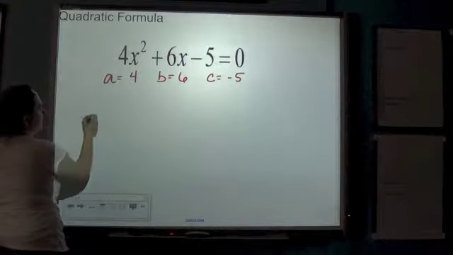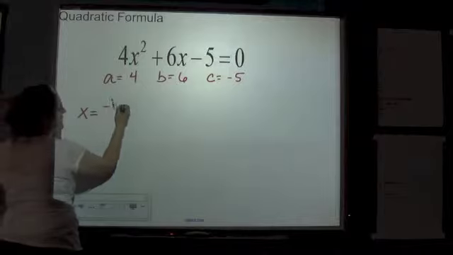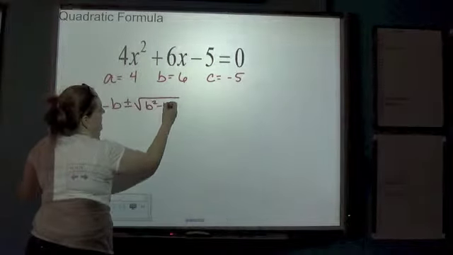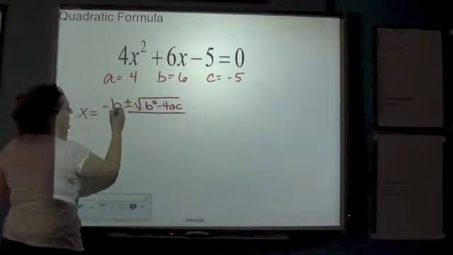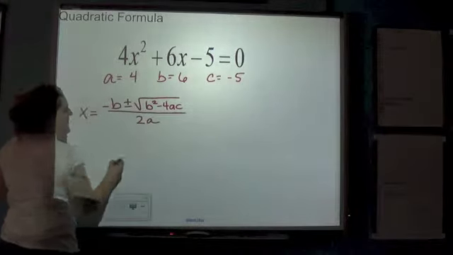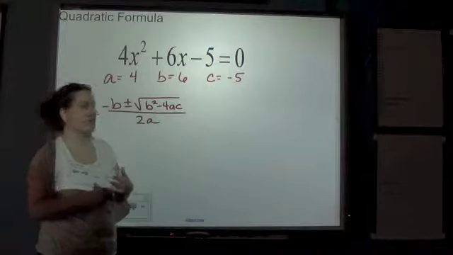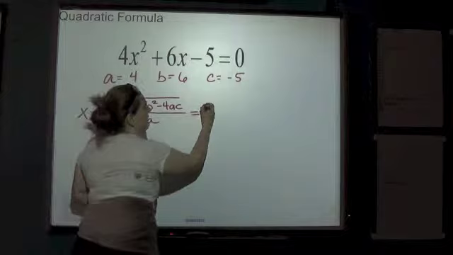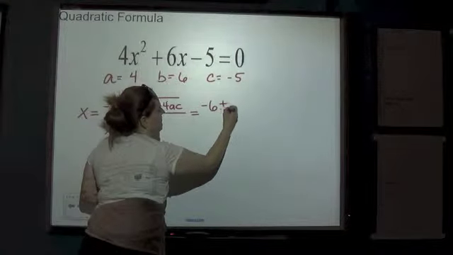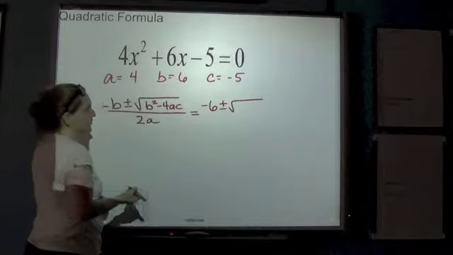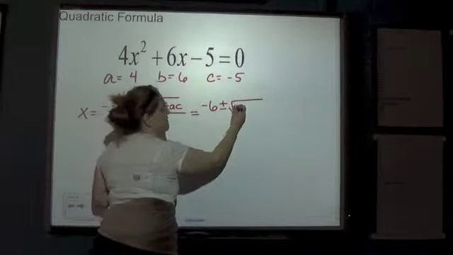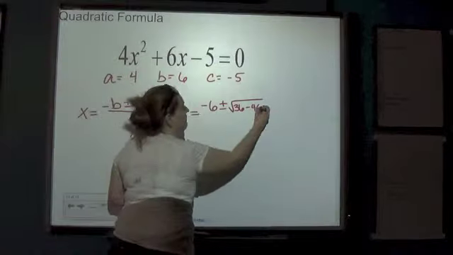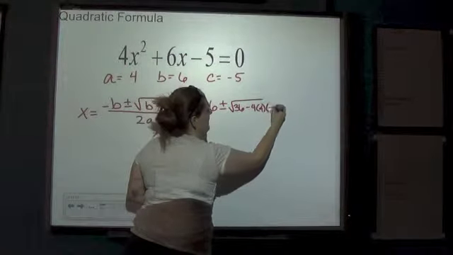So, x equals negative b plus or minus square root of b squared minus 4ac over 2a. Hopefully Algebra 2 got this in your head. So now we just plug it in. Negative b, negative 6, plus or minus square root. B squared is 6 squared, which is 36, minus 4. A is 4. C is -5.